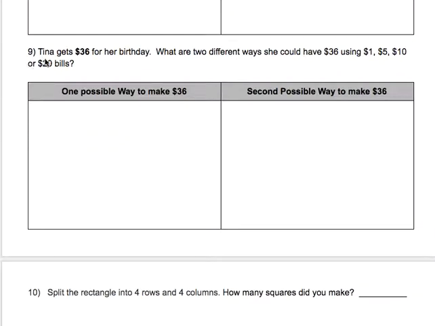Number 9, Tina gets $36 for her birthday. What are 2 different ways she could have $36 using $1 bills, $5 bills, $10 bills, or $20 bills? Show one possible way to make $36 in this box. Show a different second possible way to make $36 in this box. Press pause until you are finished.